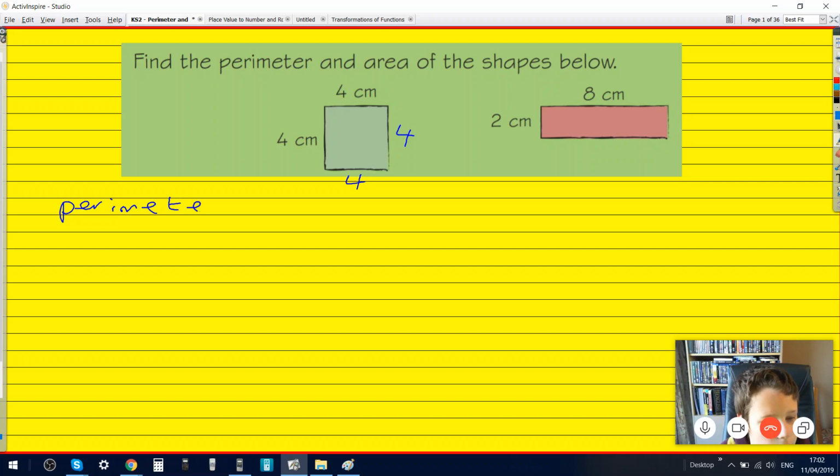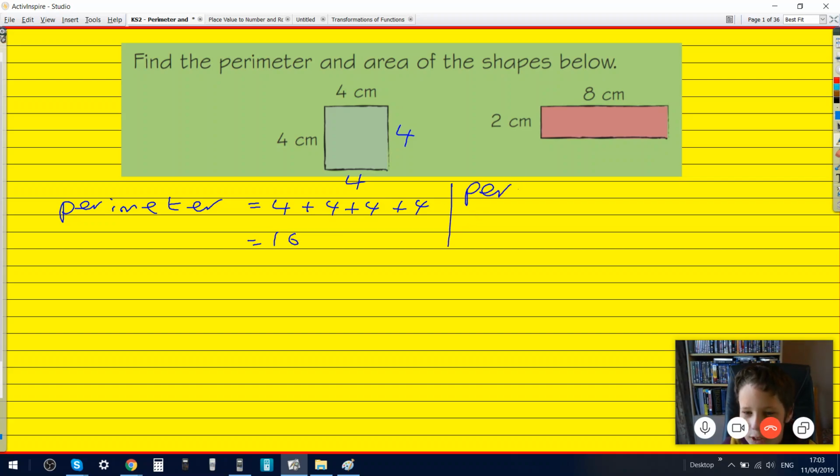What is the perimeter for the next shape? Well, it's got different sides, like in length. So it'll be 8 plus 8 plus 2 plus 2. 8 plus 8 is 16, 2 plus 2 is 4, and so 16 plus 4 is 20. Well done.